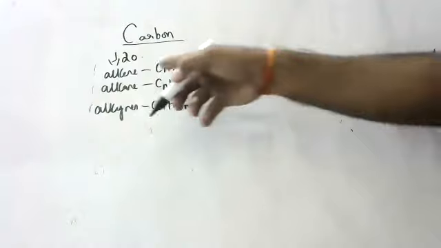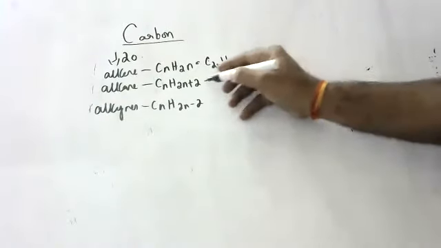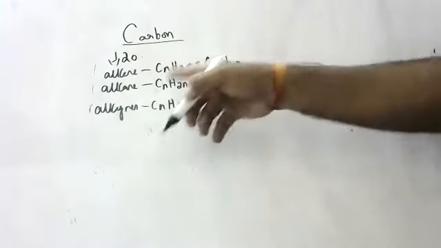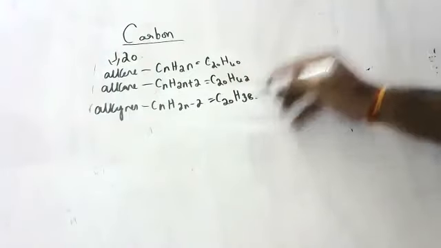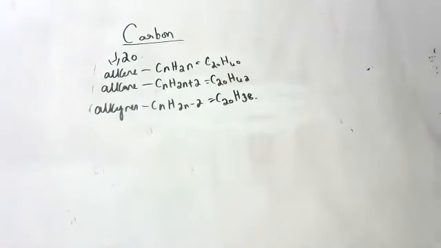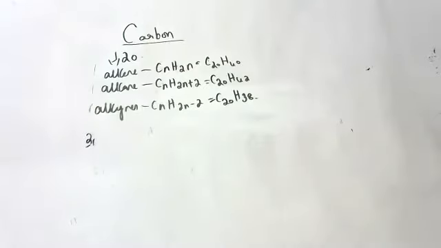Okay, children, substitute directly 20 here. Alkene: C20H40. Alkane: C20H42. Alkyne: C20H38. So you have to remember, children, alkane means 2n plus 2, alkene means 2n, alkyne means 2n minus 2.